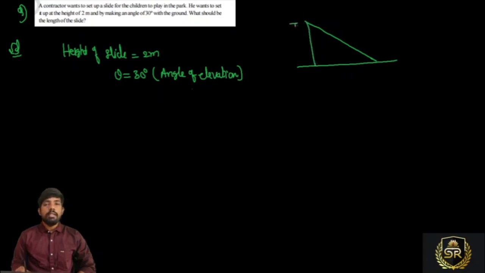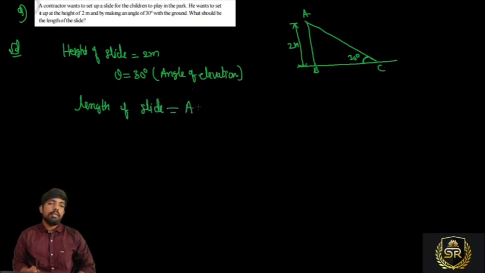So height is given as 2 meters, and the slide is making 30 degrees with respect to the ground. Then what is the length of the slide that is being asked? It is asking for the hypotenuse, right? Just consider A, B, C. What is asked? AC. Length of the slide is equal to AC.